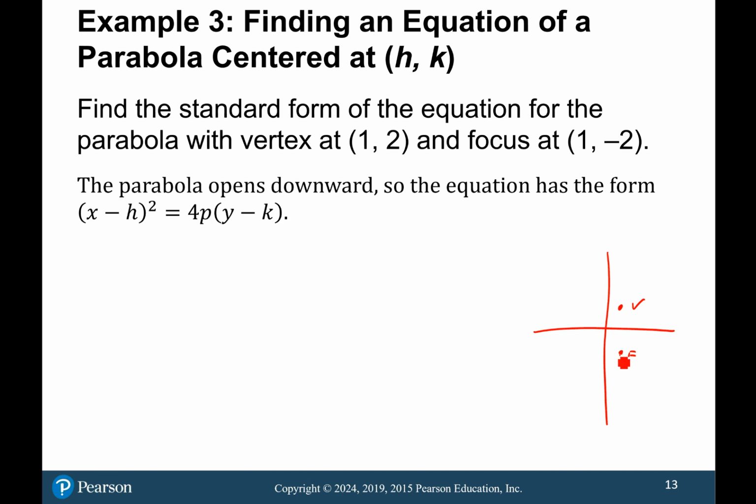Because the focus is below the vertex, this opens downward. If it opens downward, here's the equation that we're going to use. Here's what we need. Again, if it opens up or down, it's going to be the x that's squared.